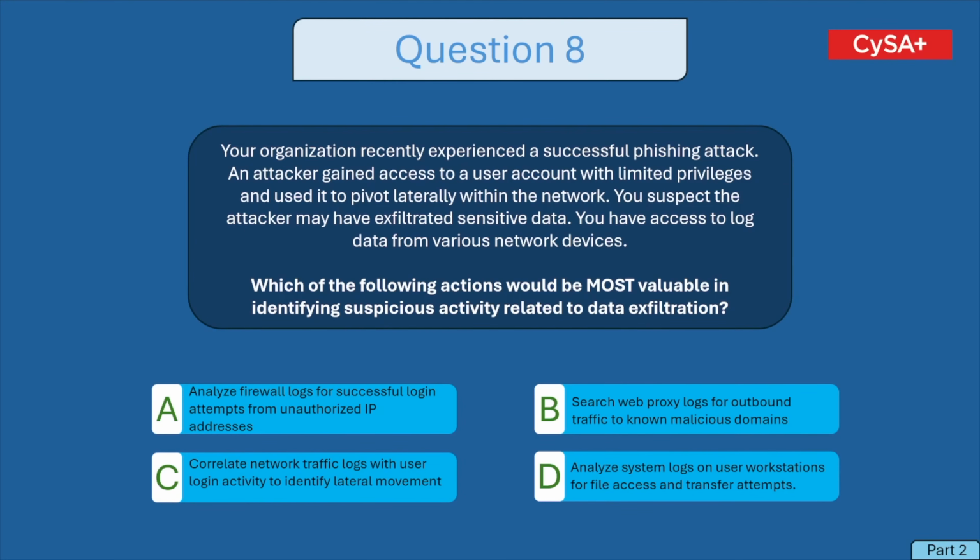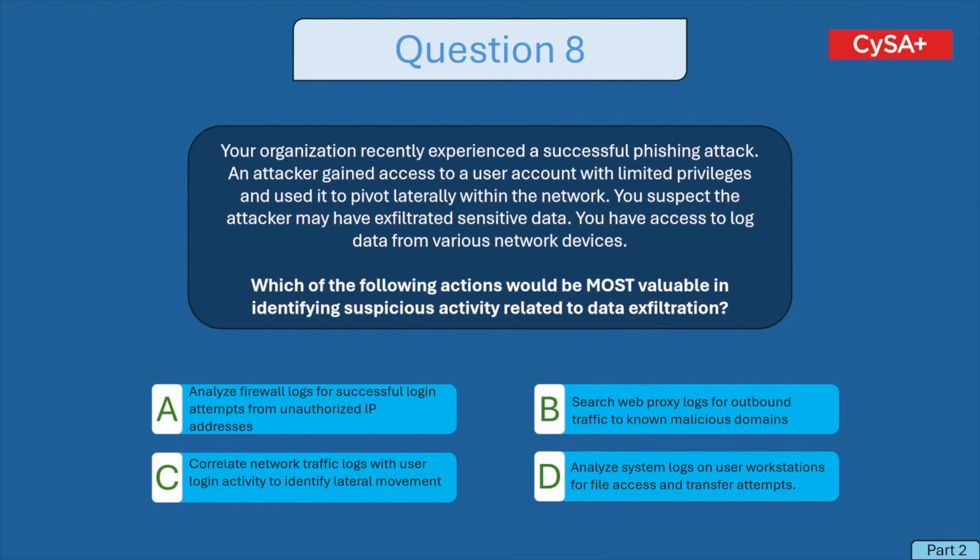All right, so this is kind of a tough one, I would say. The key here is to investigate and see if the attacker was able to exfiltrate data. I'm gonna right away rule out B and D. For B, this would only help with known domains. It wouldn't help with unknown domains. And D, you may miss lateral movement techniques if you're just looking at the workstations. So that leaves me with A or C.